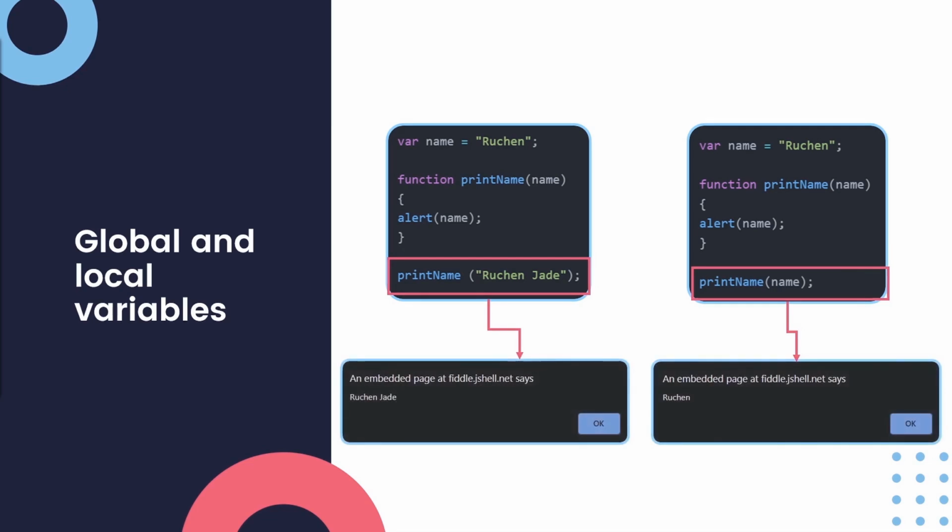In the first instance, we are printing Russian Jade, and the reason for this is because we are not necessarily passing a local variable. So we are actually passing the parameter while calling the function. And then in the second instance, we are actually printing out the variable, the global variable, Russian.